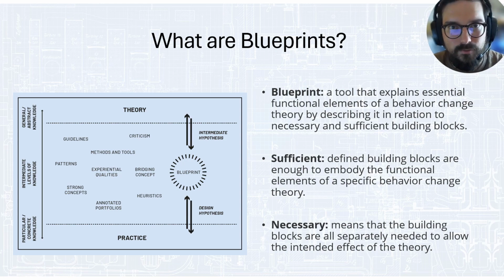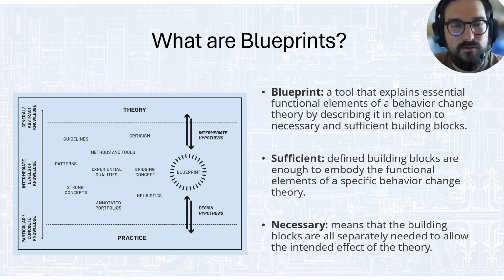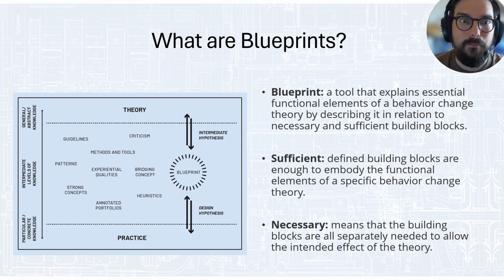The idea behind our intermediate level knowledge blueprint is that it specifies the essential or minimal building blocks needed to represent the theory, like a high fidelity representation or operationalization of theory. We define minimal building blocks as functional elements that are simultaneously sufficient and necessary. Sufficient means that the defined building blocks are enough to embed the functional elements of a specific behavior change theory. Necessary means that the building blocks are all separately needed to allow the intended effect of the theory. As there might be different definitions of a theory, we focus on it being based on a particular definition of the theory.